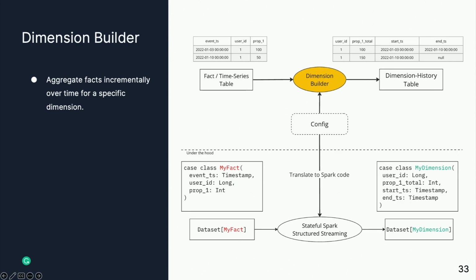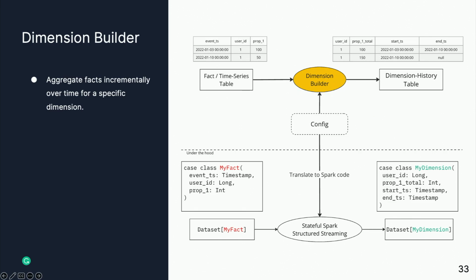Under the line, you can see how this whole thing works under the hood. All of our storages are strongly typed, so we can build a data set from these storages, run it through a structured streaming pipeline, create a new data set, and insert it into the final storage. This whole thing happens through the configuration that you see in the middle. We take that, convert it to Spark code, and run it.